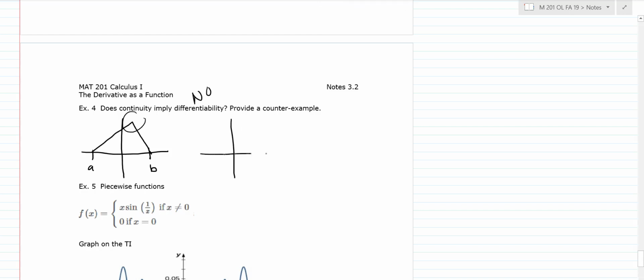Here's another example. Here's A, here's B. I'm going to draw a graph that I think is continuous. Okay, that's continuous. There's no breaks in the graph, but it's not differentiable here because you have that vertical tangent line. So it's no. It works one way, but it doesn't work the other way.